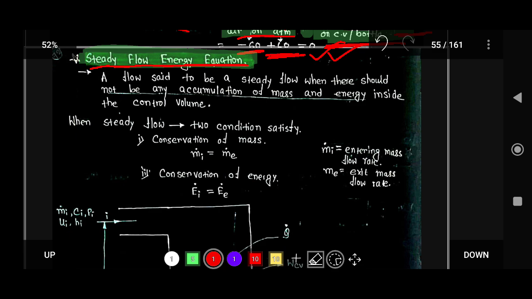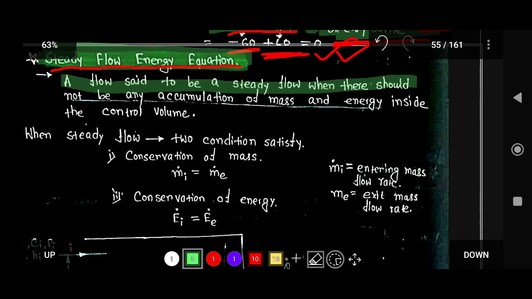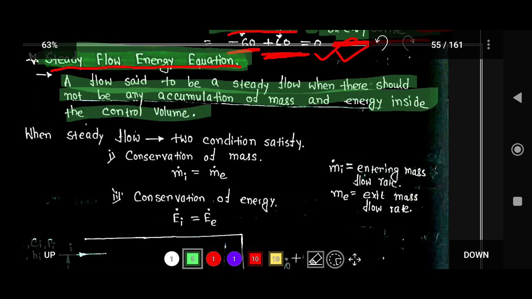Okay, let's try to understand what is steady flow energy equation. A flow is said to be a steady flow when there is no accumulation of mass or energy inside the control volume. If there is no accumulation of mass or energy inside the control volume, then it is known as steady flow.